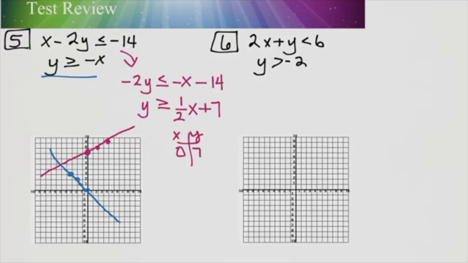Okay, the first equation is supposed to be shaded greater than because I switched that before, and my second equation is greater than. So the intersection of both of those is going to be in this top portion right here.